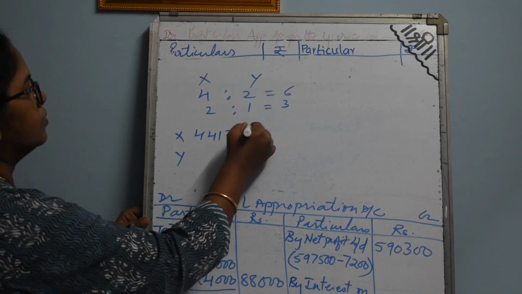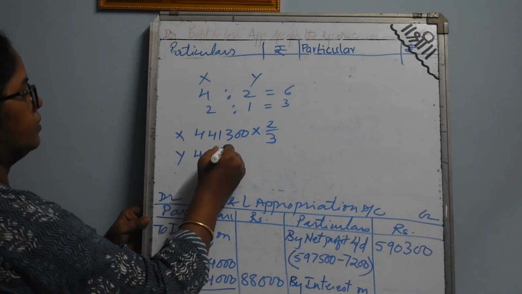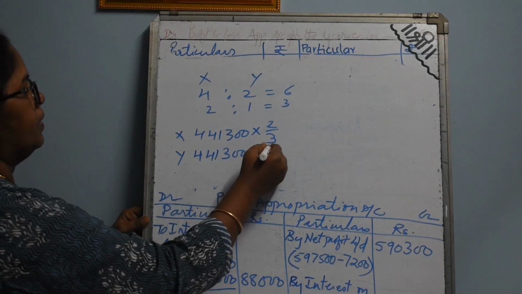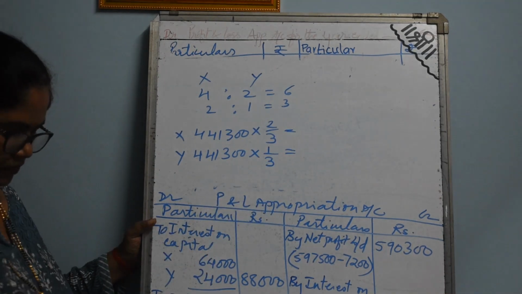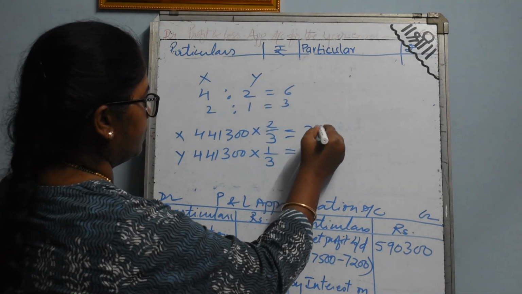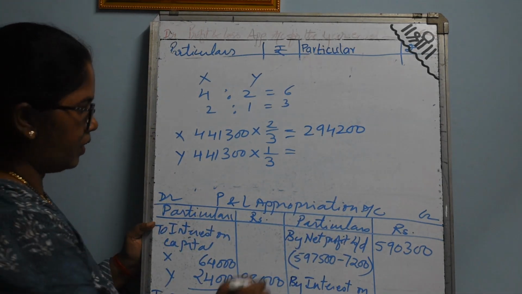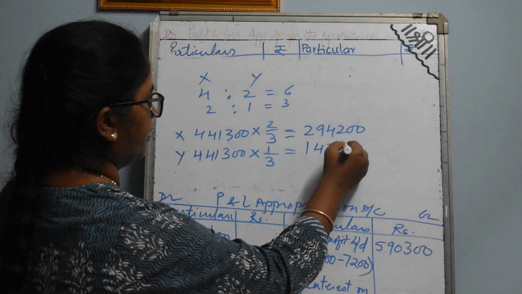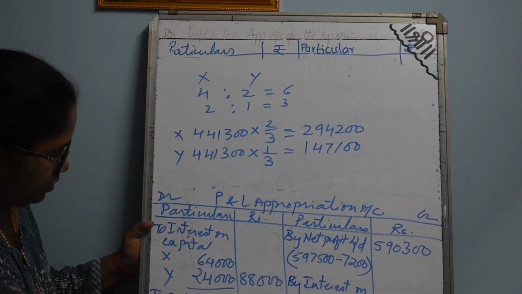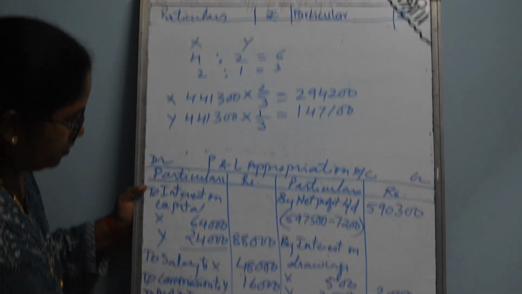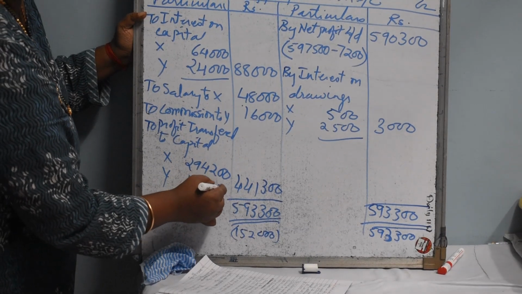4,41,300 multiplied by 2 upon 3, and 4,41,300 multiplied by 1 upon 3. So you are getting the answer 2,94,200 and 1,47,100. This you have to write in the inner column: 2,94,200 and 1,47,100.